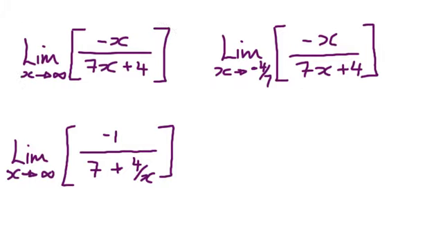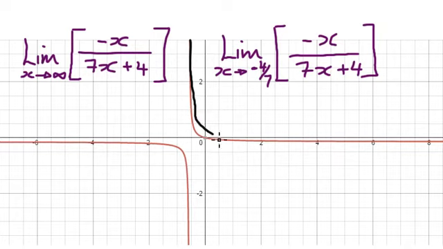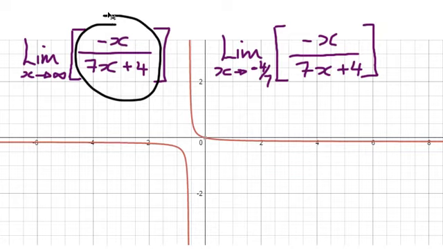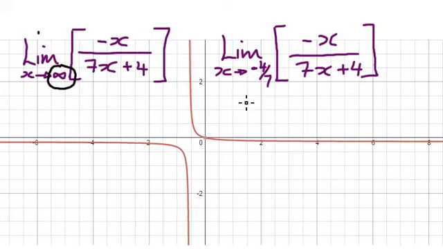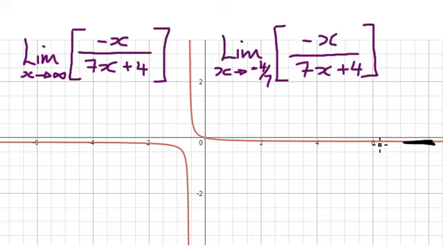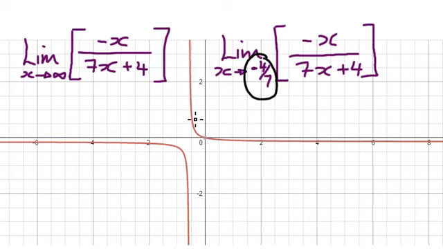And if you look at the graph here, the red line is the function. You can see as x heads towards positive infinity, as x keeps on going towards infinity, it's heading towards a limit. See, this here is a limit, and this here is actually negative 1/7. Okay, the limit. So this bit here is negative 1/7.